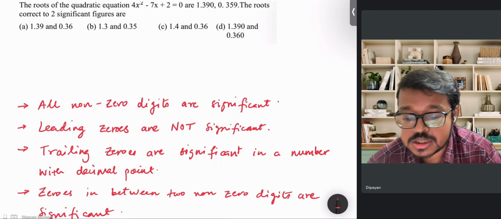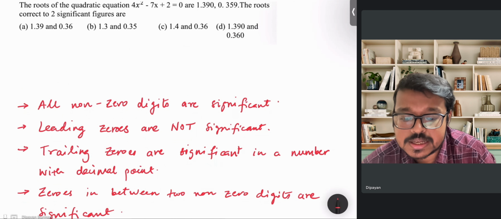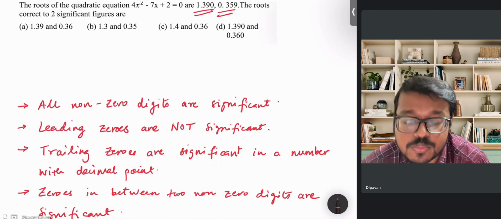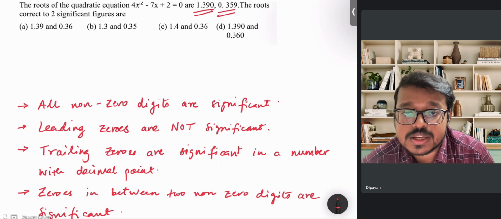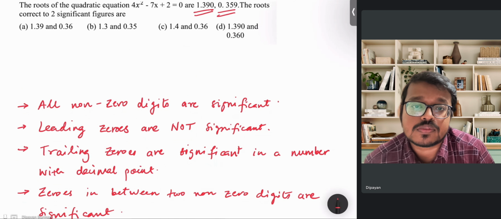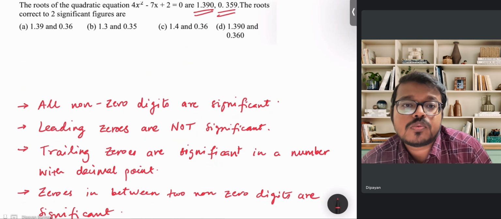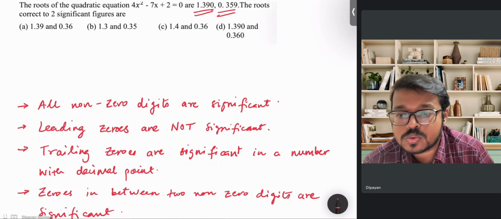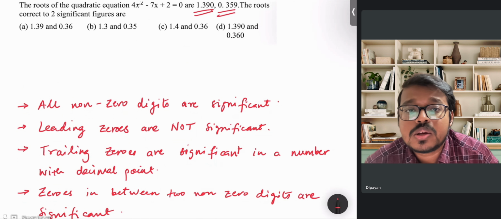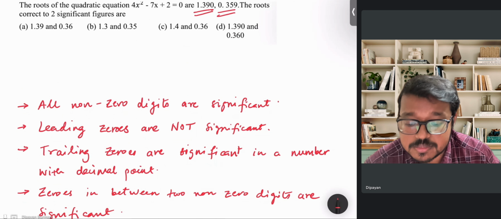So in this question, they have given the roots of the quadratic equation as 1.390 and 0.359. They're asking that the roots correct to two significant figures are which of the following. So we just need to remember some of the rules that I've written here regarding significant figures, how to identify which digits are significant in the number.